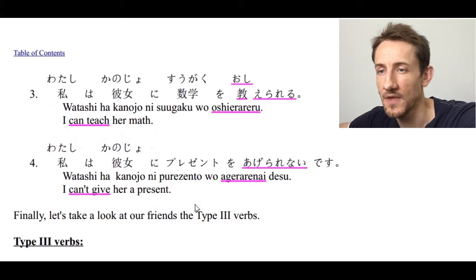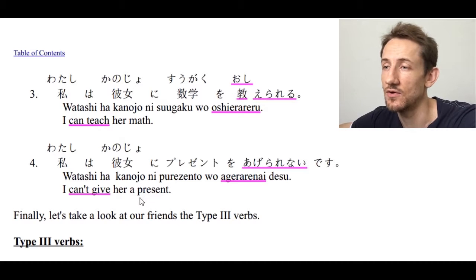Sugaku, math. Number 4, watashi wa kanojo ni presento wo agerarenai desu. I can't give her a present.